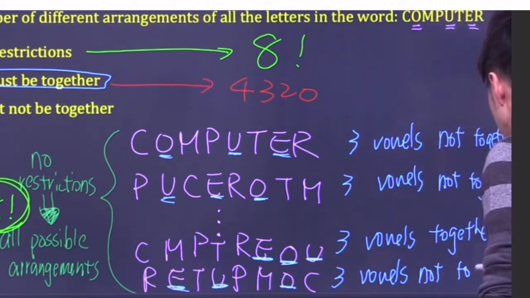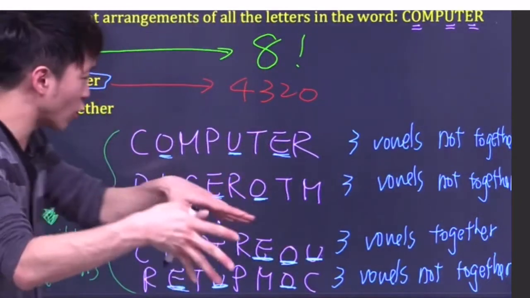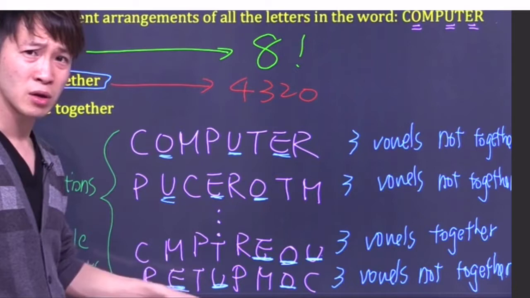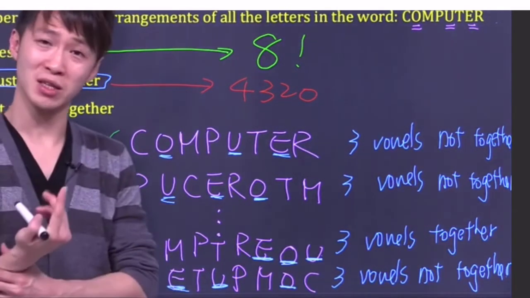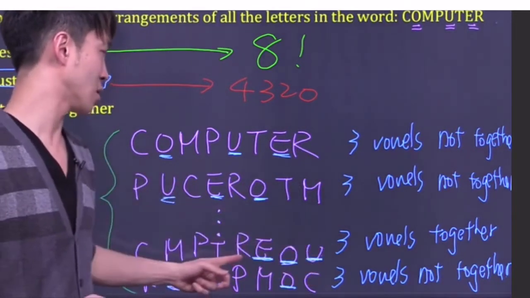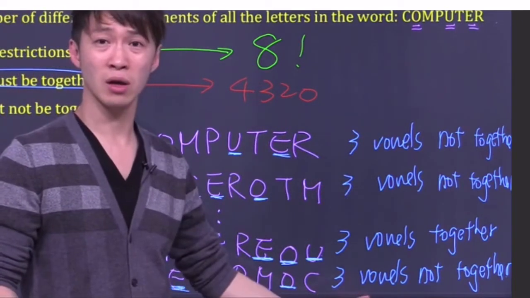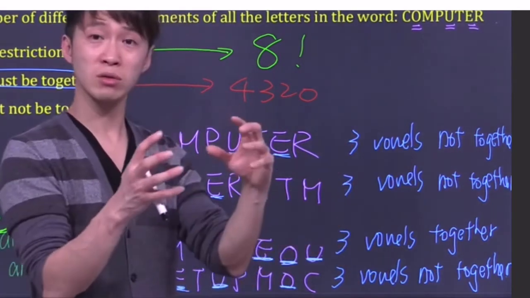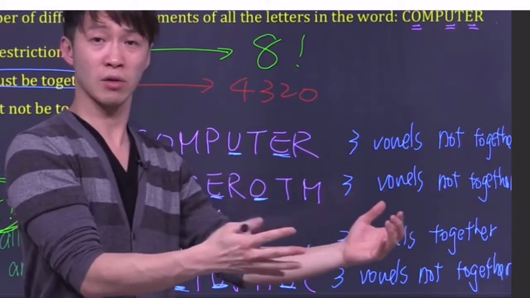So anyways, if we look into the three vowels in each arrangement, would you say there are actually only two possibilities? The three vowels are either together, like this case, or the three vowels are not together, like these three other cases. So those three vowels are either together or they are not together. Simple as that.